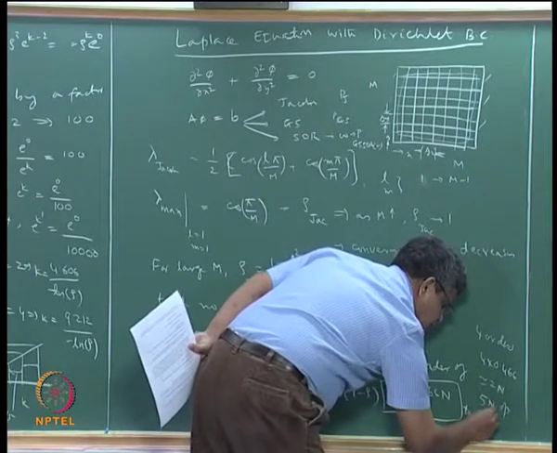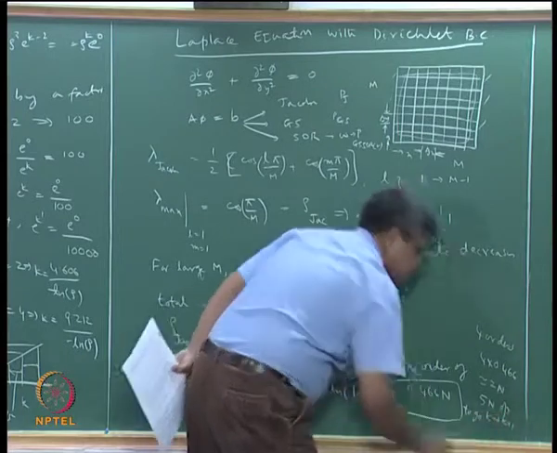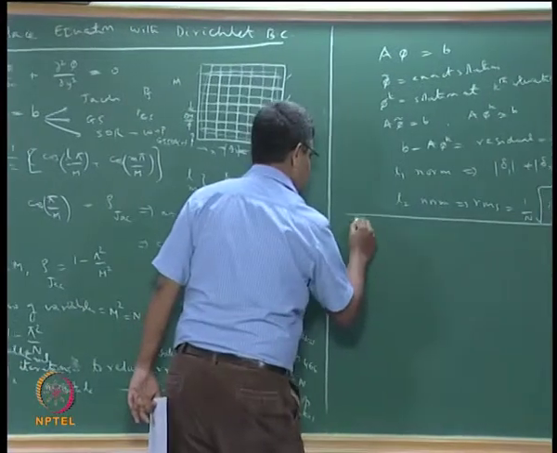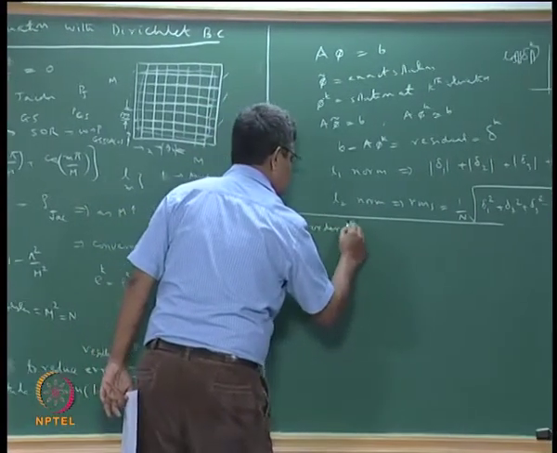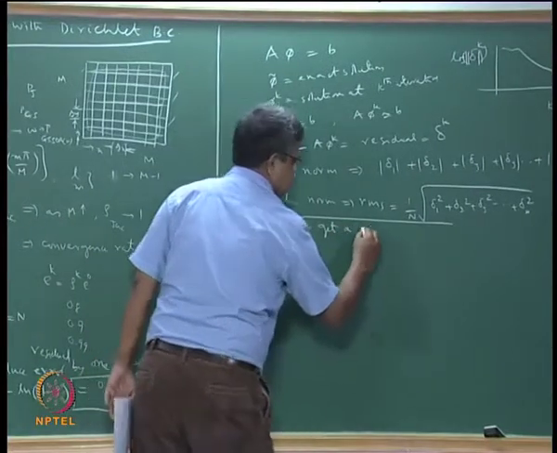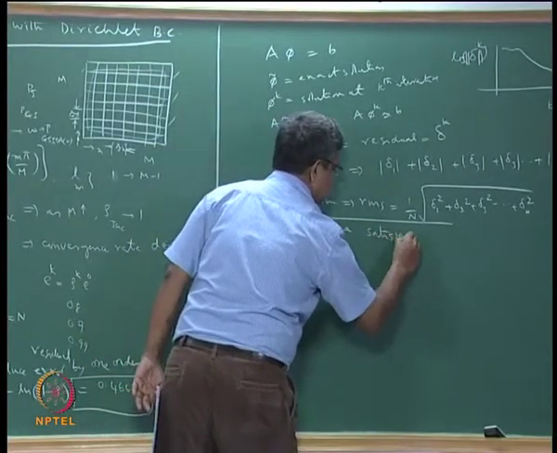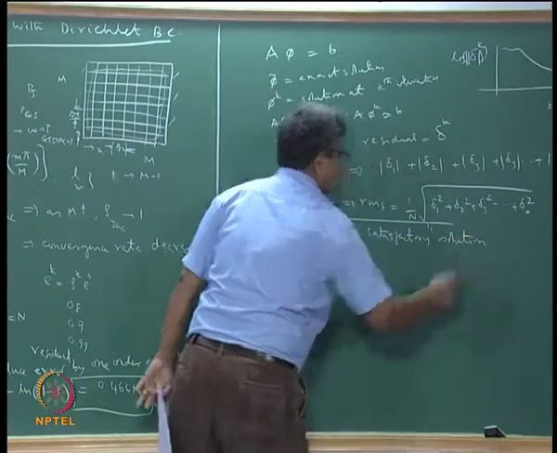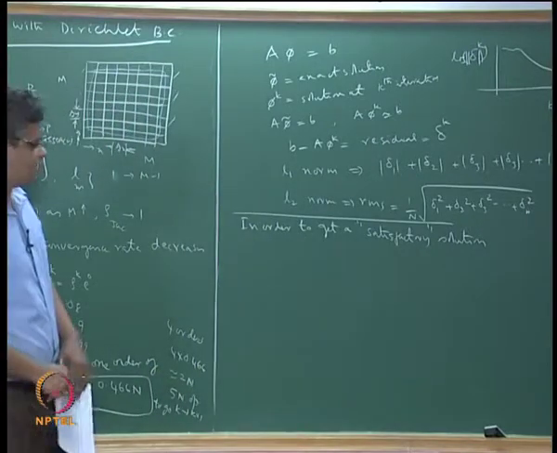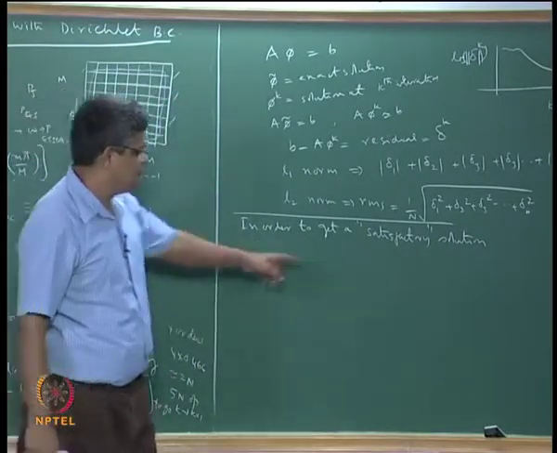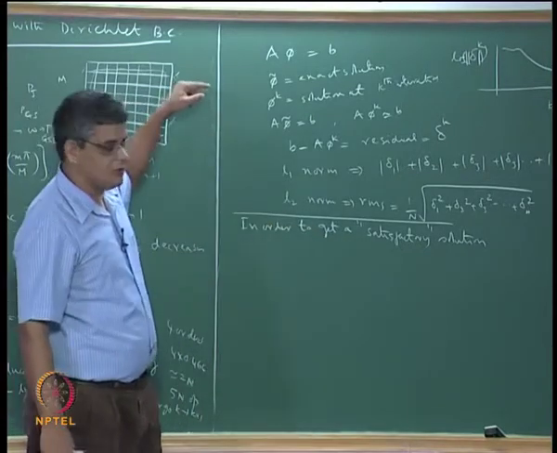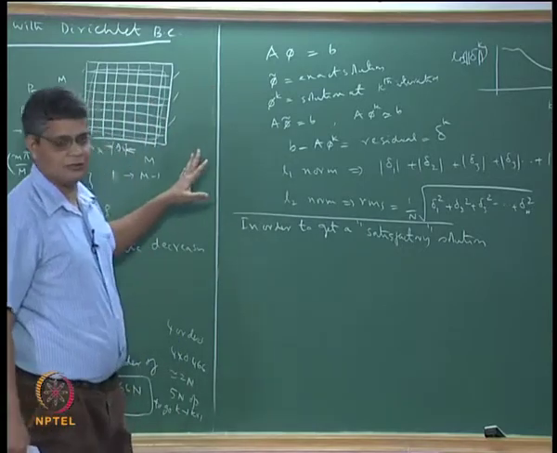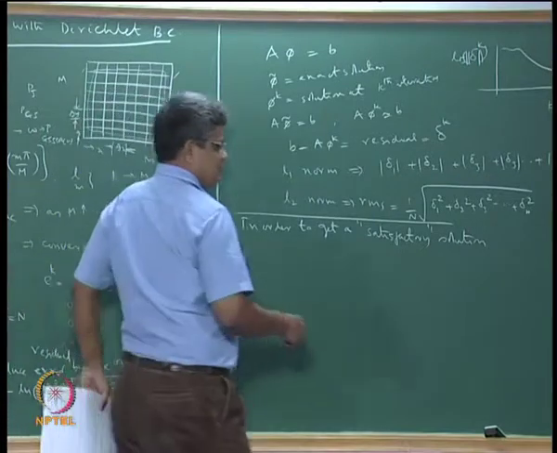To go from k to k plus 1. Okay. So that means that in order to get a satisfactory solution, we are putting the satisfactory in quotation marks, by which we mean that the residual norm has been decreased by 4 orders of magnitude. Okay.